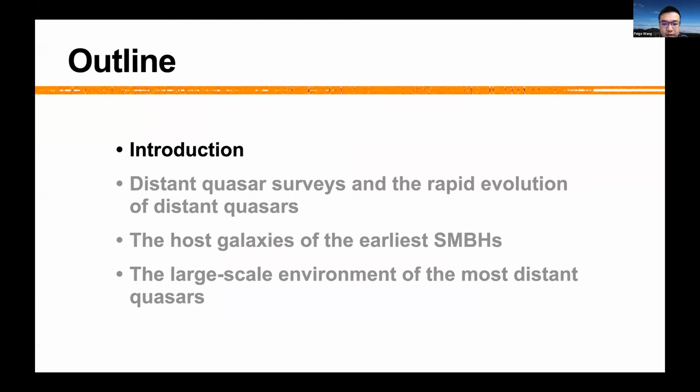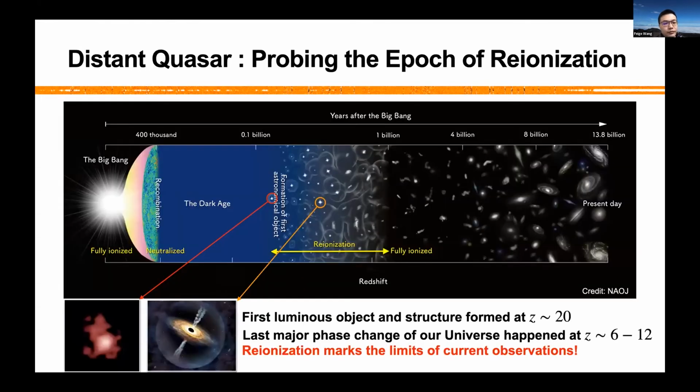In this talk, I will talk about three small pieces. The first one is the distant quasar surveys and the rapid evolution of the most distant quasars. And then I will move on to a bigger scale to talk about the host galaxies of these earliest supermassive black holes. Finally, I will talk about an even larger scale, the larger scale environment of the most distant quasars. So let's start with some introductions.